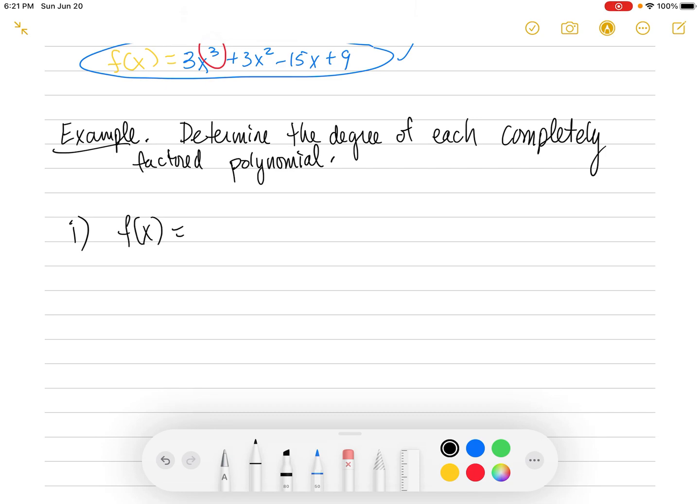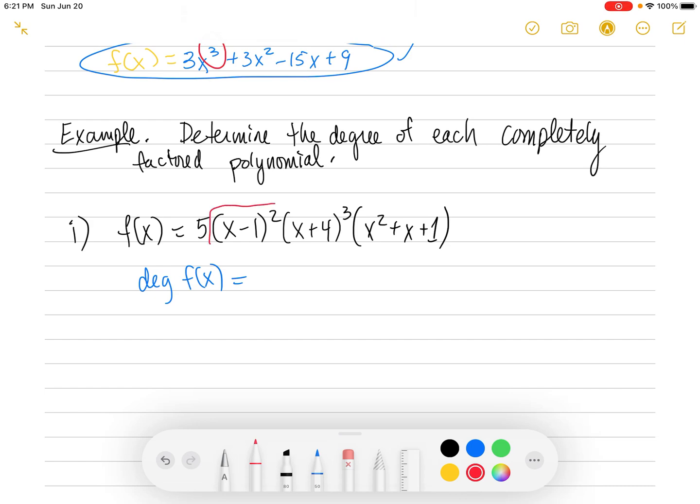All right, number 1, we have 5 times x minus 1 squared times x plus 4 to the third power times x squared plus x plus 1. So I'm telling you already, this is completely factored. You can't factor it any further. So all you have to do is find the degree of the polynomial. So all you're going to do is take each factor here, the red factor, the yellow factor, and we'll say this last one's the green factor.